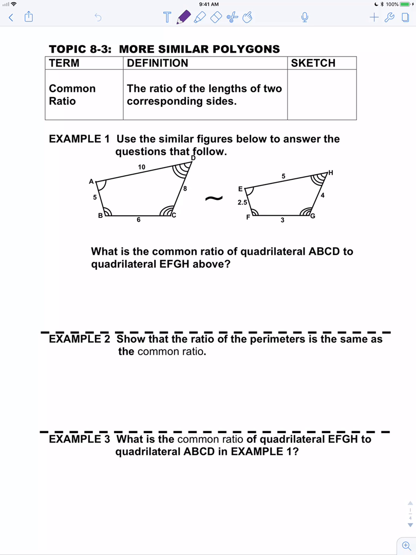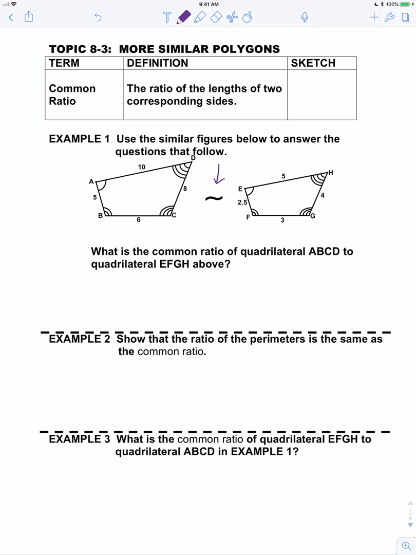We're going to talk about some more similar polygons, and remember that when they're similar, that means they have a common ratio for those side lengths. That's what we're going to be calculating today: what that common ratio is, and then also maybe finding some of the missing side lengths. So we're going to look at this first example, and we're going to use these two similar figures to answer these questions. So remember, this is our sign that two things are similar.